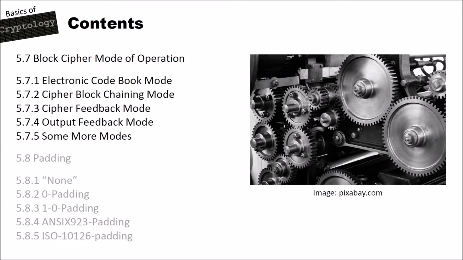I structured this video into 6 different parts. In the first part, we will see what a block cipher mode of operation actually is and why we need this. Then we will have a look at different modes, namely electronic codebook mode, cipher block chaining mode, cipher feedback mode, and output feedback mode. After that, we will have a look at some more modes, which we will not discuss in detail in this video, but possibly in one of the next videos. And after that, of course, we will have a look at the different modes in CrypTool 2. And as you can see here, in this light gray, we have the next topic of the Basics of Cryptology series, which is padding of blocks of block ciphers.